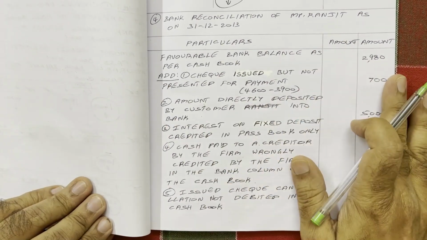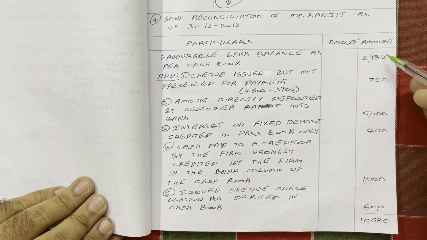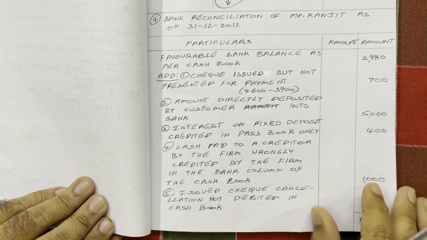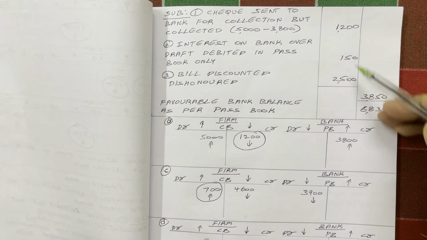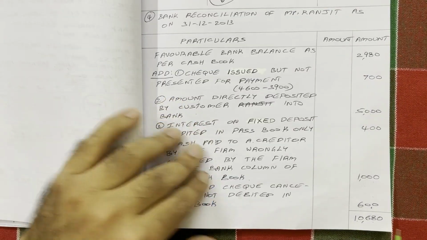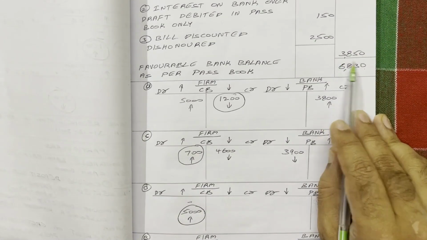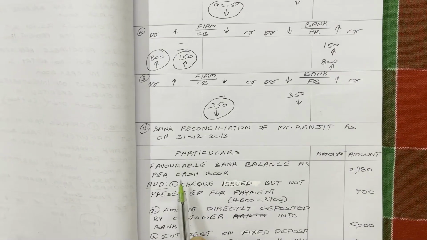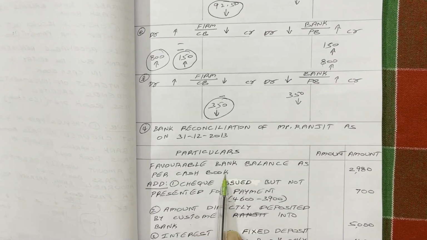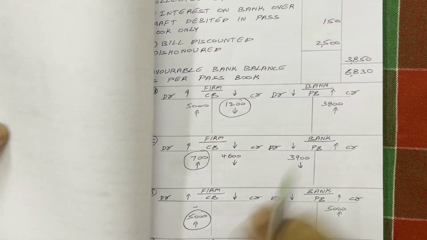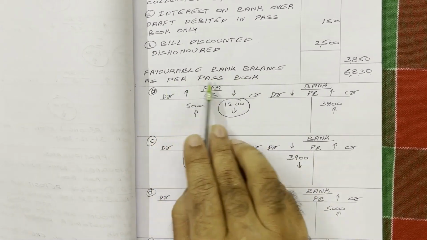So all points we have recorded. Finally we have to close this. See, first all these outer column amounts you add. Total is 10,680. These three inner column amounts total in outer column 3,850. Finally, 10,680 minus 3,850 is equal to 6,830. We started this problem by taking favorable bank balance as per cash book. Therefore our answer should be favorable bank balance as per passbook. So for the answer write down favorable bank balance as per passbook.